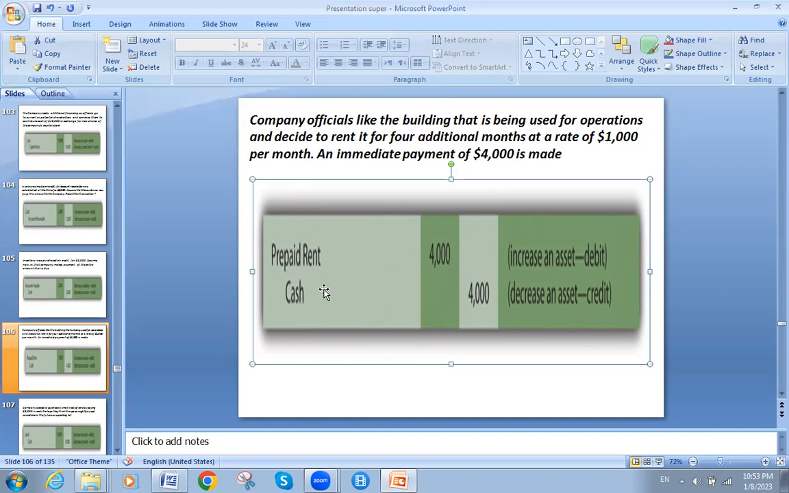What happened in this transaction? The cash is reduced because I paid 4,000 and cash is an asset. So a decrease in an asset is credited. For that reason, the cash would be credited with 4,000. And prepaid rent is an increase in an asset, because prepaid expenses are assets, so you put it on the debit side.